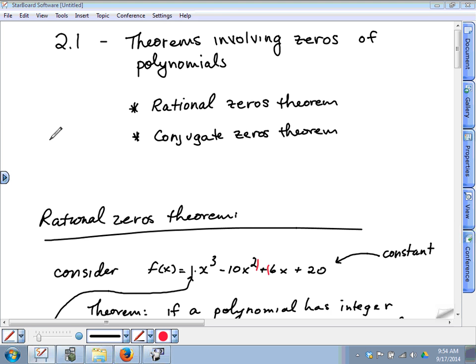Rational zeros theorem. Does anybody happen to know what the word rational means? I know that's a tough question to ask teenagers because rational teenagers is kind of an oxymoron, but rational, anybody want to take a stab? As it pertains to mathematics, what is the word rational? What are rational numbers? Maybe let me ask that. Rational numbers? You guys should know this.